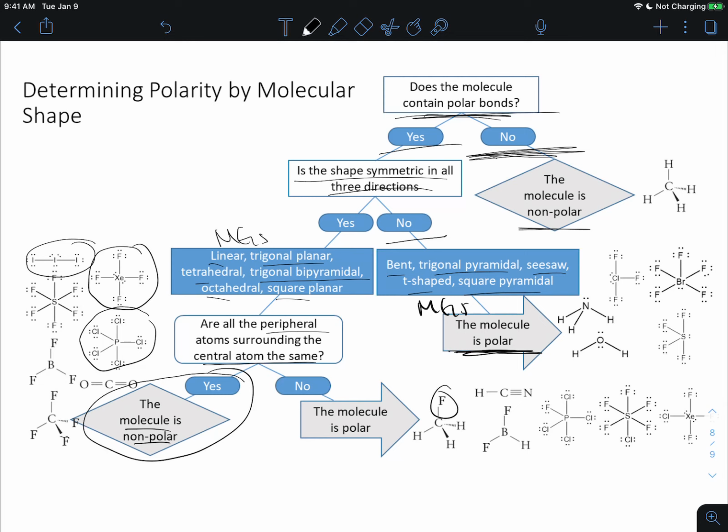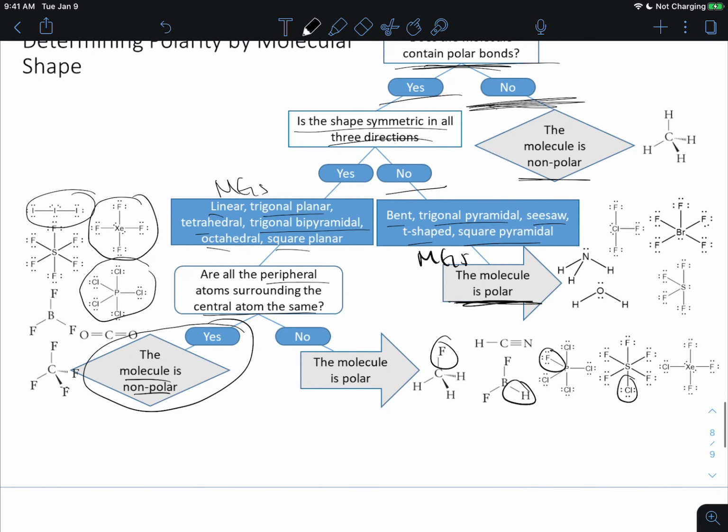If you have substitution, if one of the atoms is not the same as the rest of them, then you're going to have a polar molecule. And that is everything for molecular polarity.